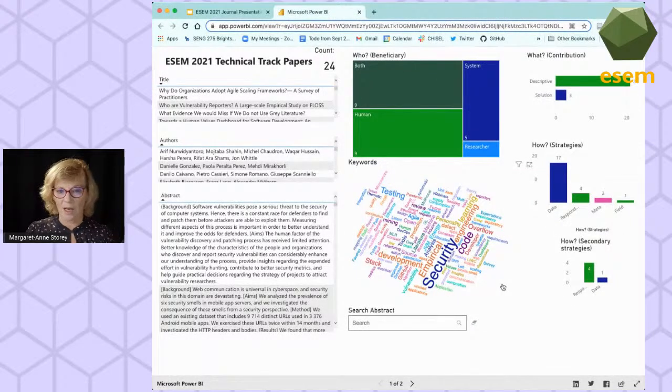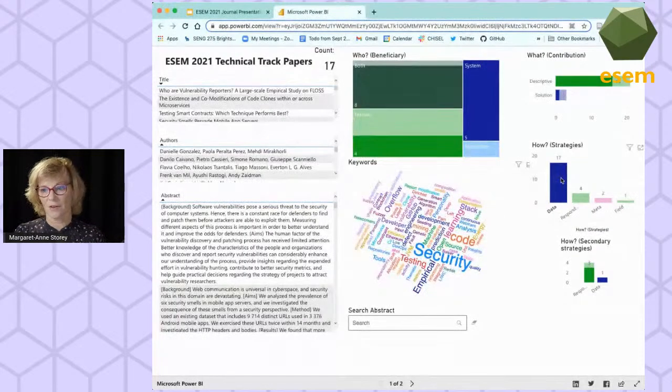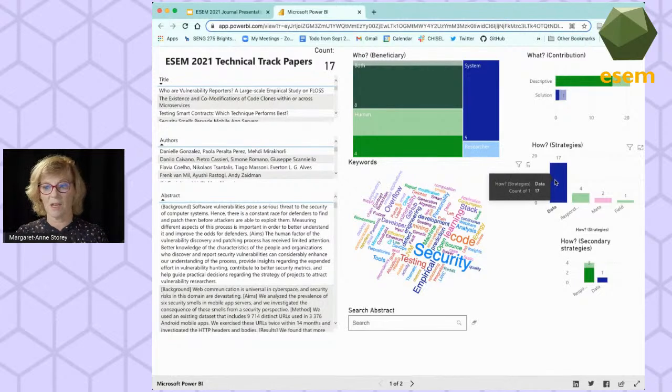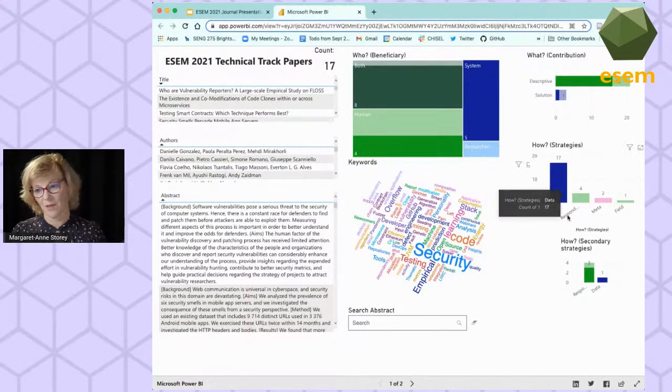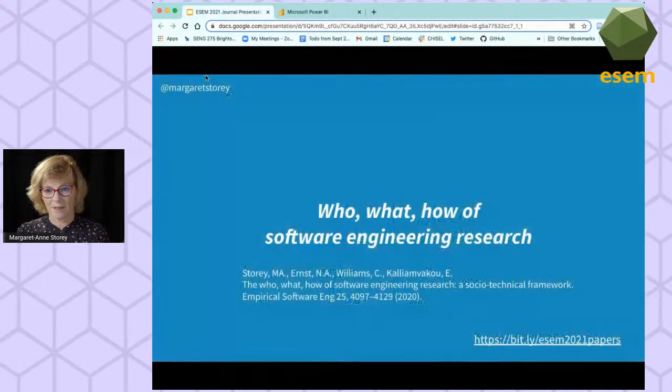One thing I want to call out here, and that I was a little bit surprised at, is that the strategies that we use are mostly data strategies. And by clicking on these other things, you can click on data, you can see how those are potentially triangulated. In this case, we have a couple that are triangulated with respondent, but there is also one paper that triangulates with data. So with that, I'm concluding, and thank you very much for your attention.